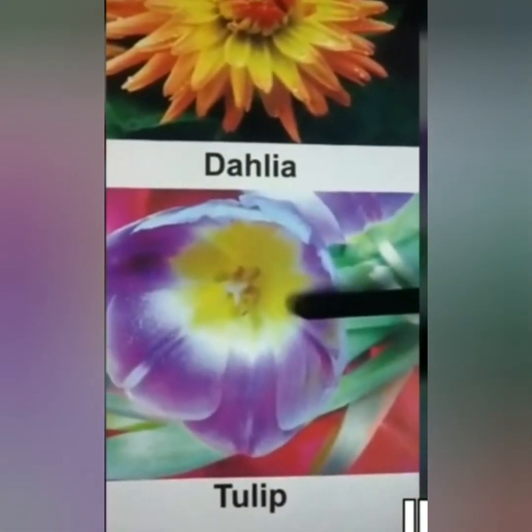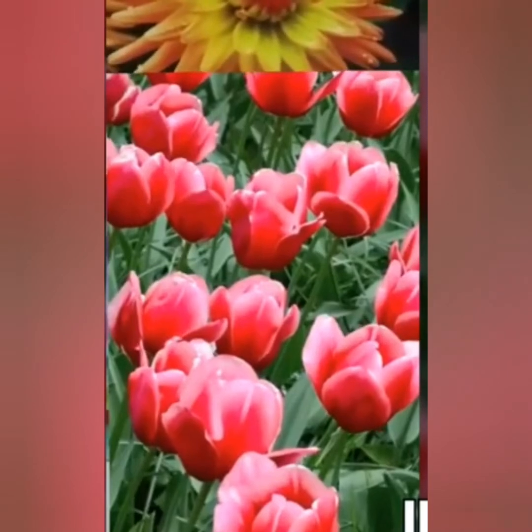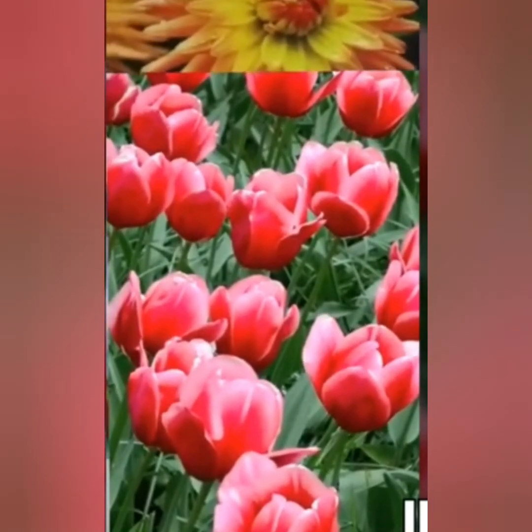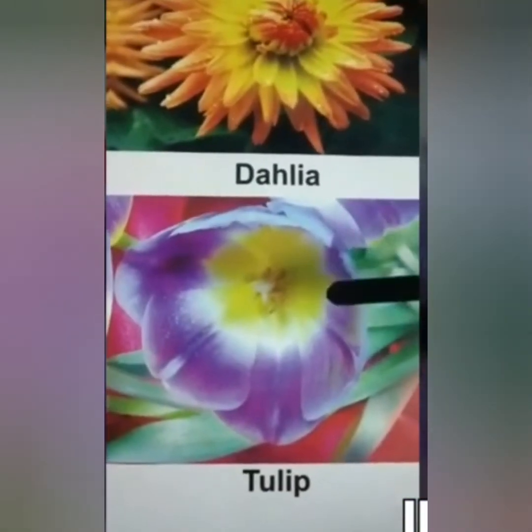And what is this? This is tulip flower. T for tulip flower. It is very beautiful and comes in different colors.